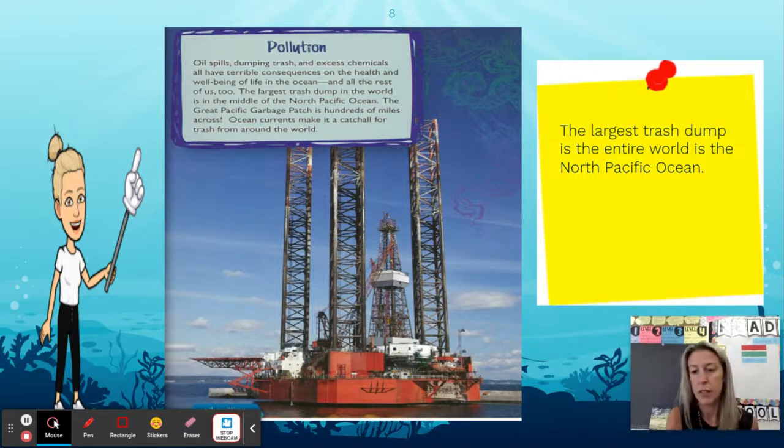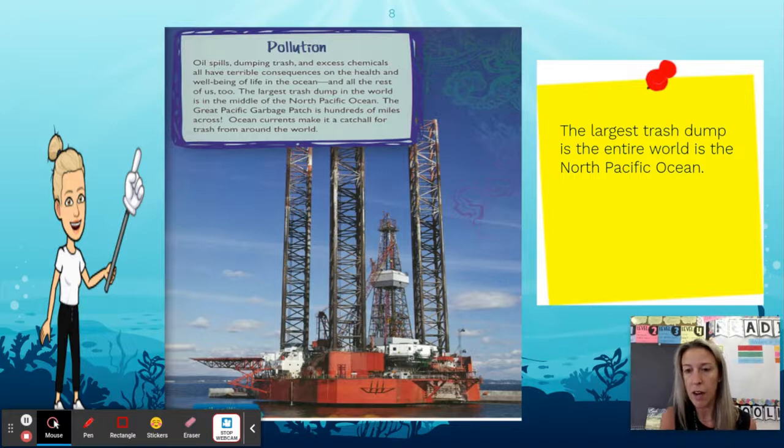And here is my new understanding of pollution. I jotted down that the largest trash dump in the entire world is the North Pacific Ocean.